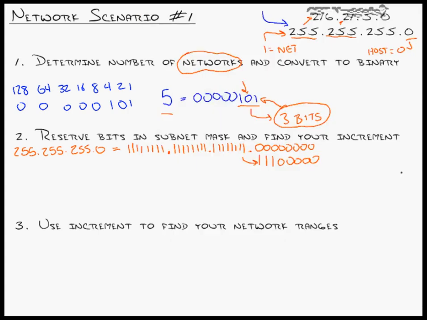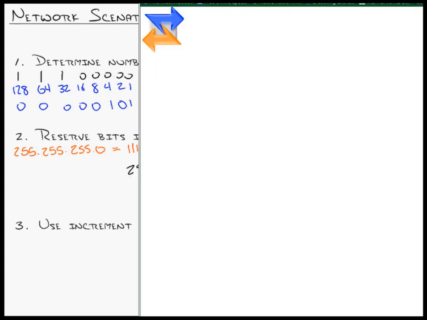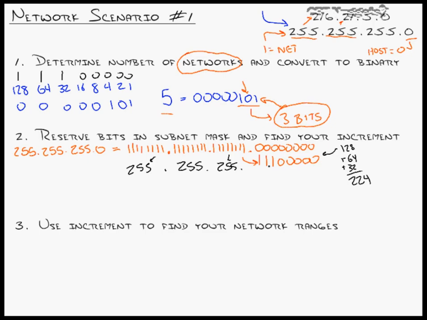Now that we've added these 3 bits, we're going to know what our subnet mask is. We are going to add 128, 64, and 32. Basic addition, which if you haven't done in a while, having relied heavily on calculators over the years, you might want to practice. But it brings us to 224. So the subnet mask will be 255.255.255.224.